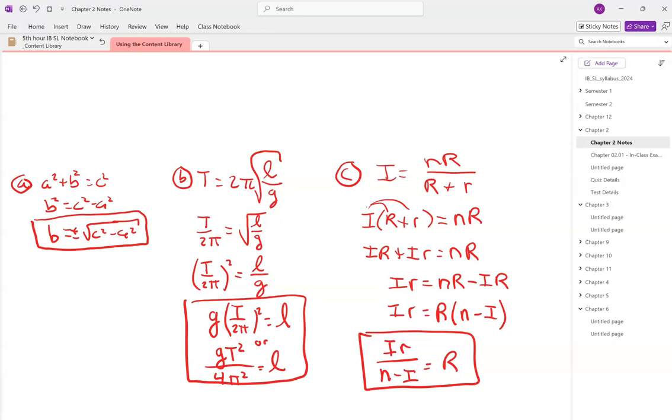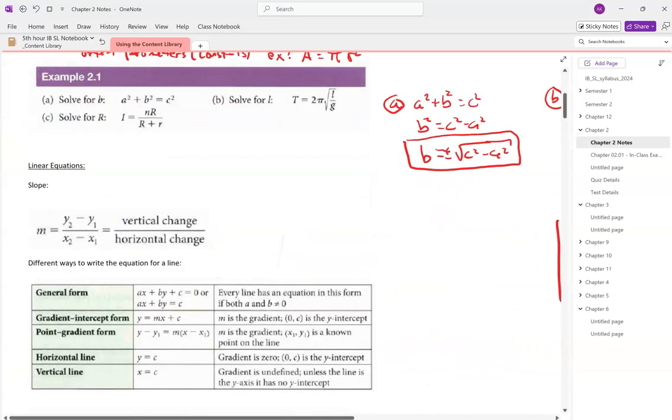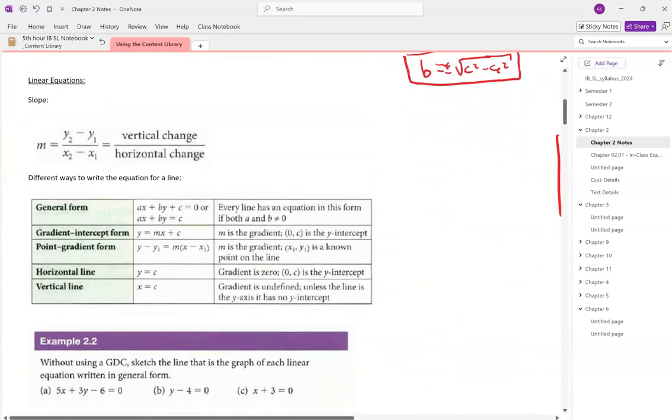Feel okay? Again, just kind of rehashing some basic algebra solving skills. The case where you have variables in two different locations is the trickiest one. All right. So next we're going to talk specifically about linear equations.